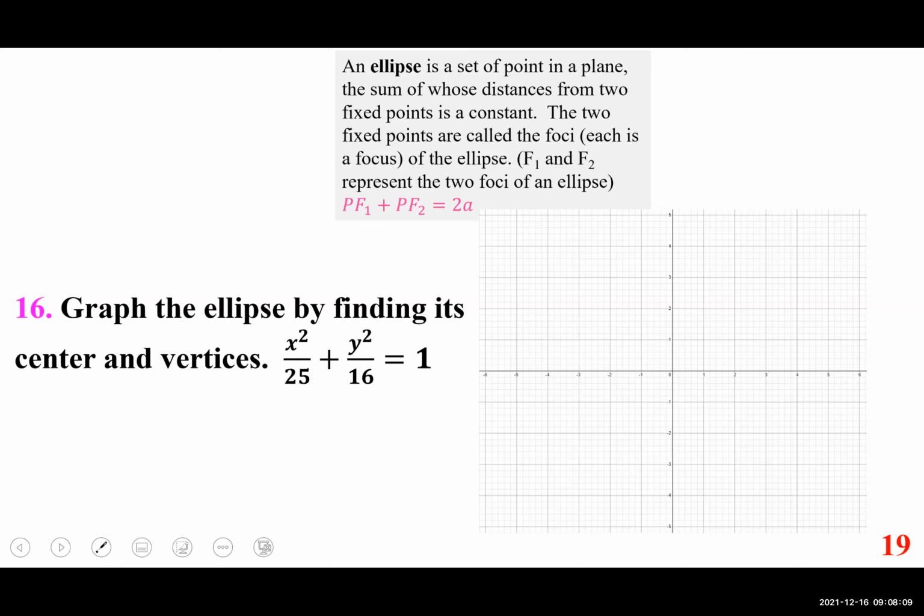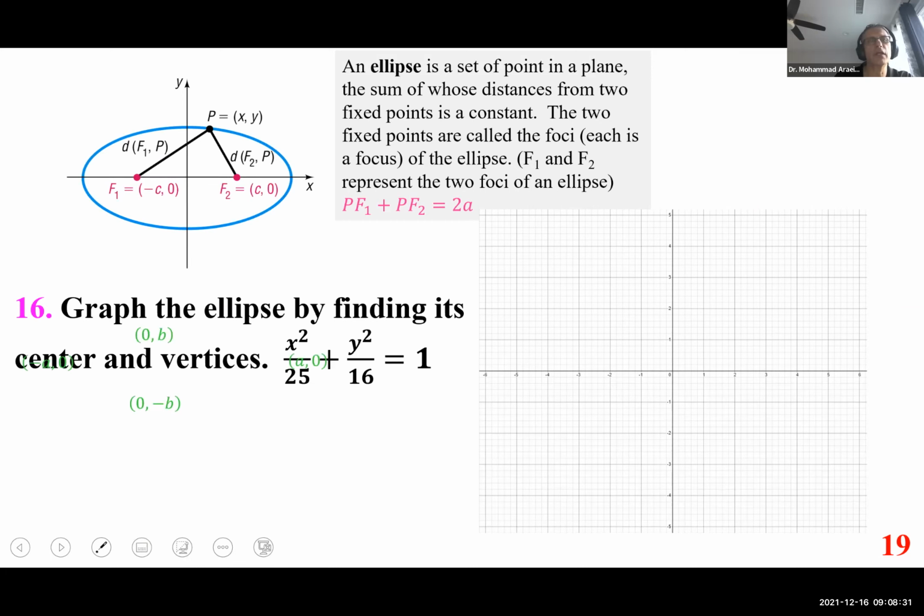An ellipse is a set of points in a plane, the sum of whose distance from two fixed points is a constant. The two fixed points are called the foci. Foci, yes. Each is a focus of the ellipse. F1 and F2 represent the two foci of an ellipse. PF1 plus PF2 equals 2a.